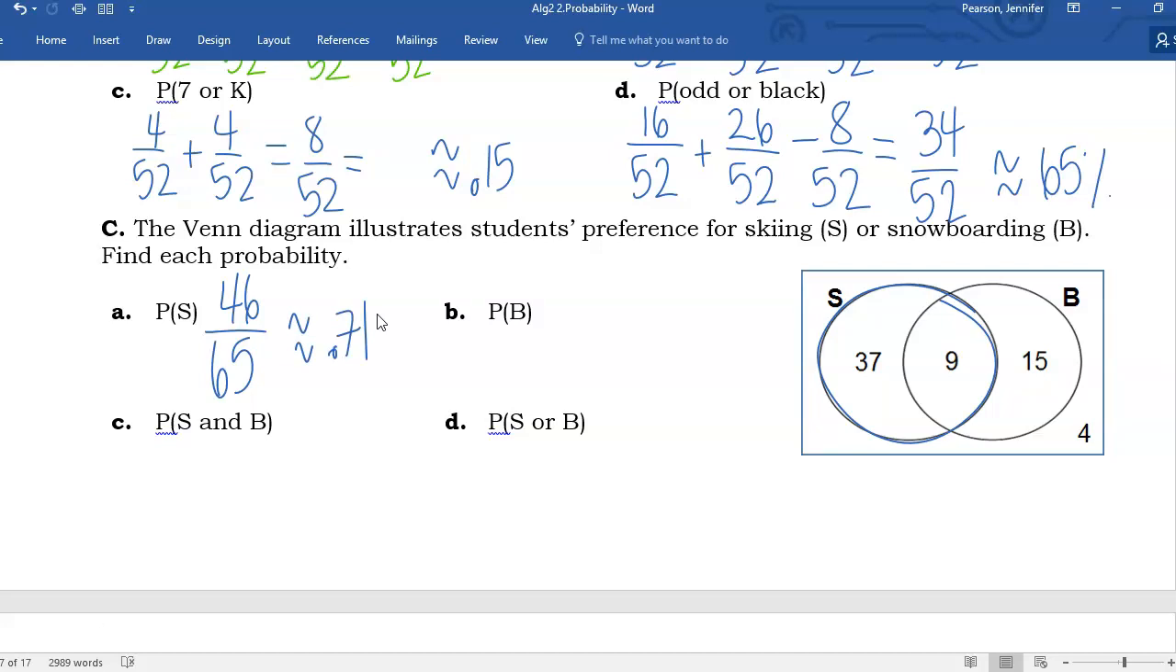What is the probability that someone likes snowboarding? Here is our boarding circle. We're going to add the two regions in that circle: 9 and 15. It gives us 24. It's still out of 65. So 24 out of 65 is approximately 37%.